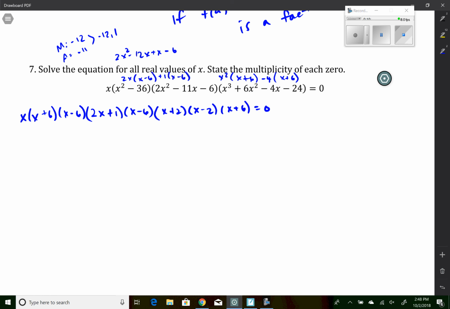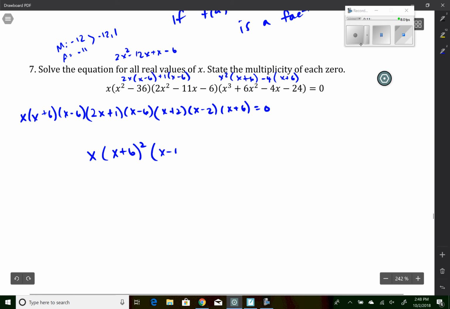Clean it up a little bit. I have an x. I have x plus 6 once, twice. I have an x minus 6 once, twice. I have a 2x plus 1. I have an x plus 2 and an x minus 2.